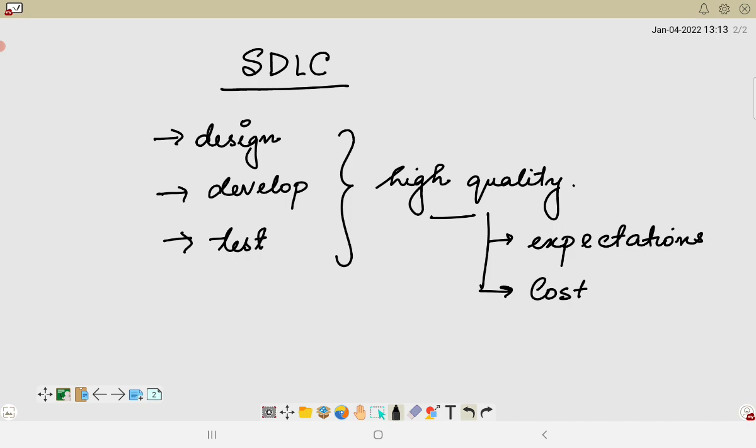Now talking about the conventional SDLC, there are several steps. So let us first talk about these steps, and later on we will discuss what else can be incorporated to make it better. It is a process followed for a software project within a particular software organization, and it consists of a detailed plan describing how to develop, maintain, replace and alter or enhance specific software, right?